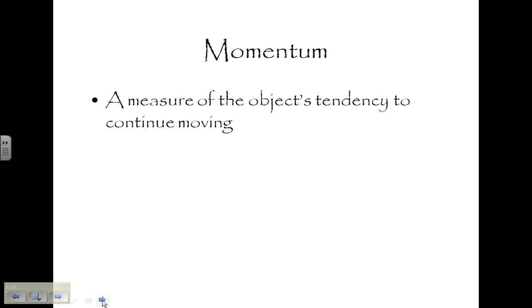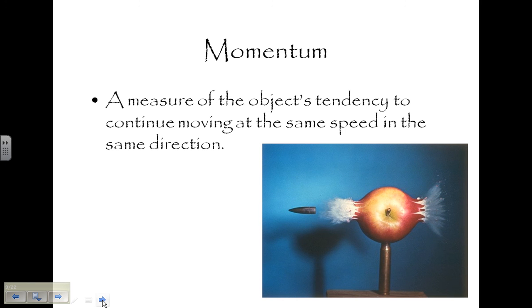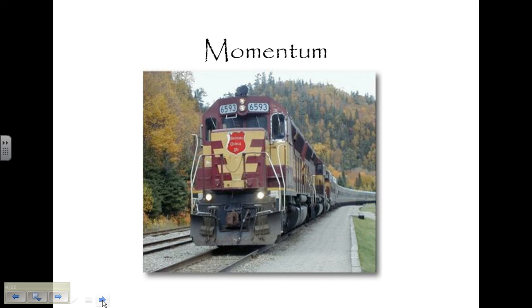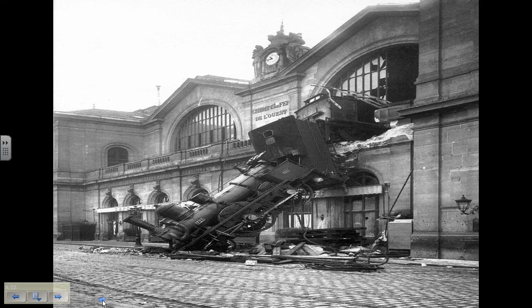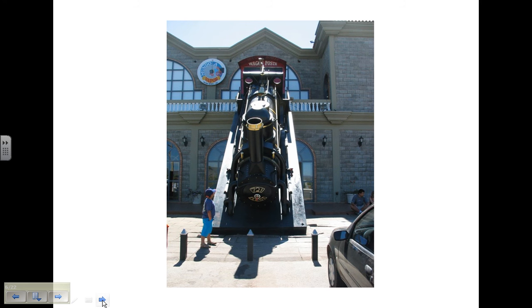So momentum is a measure of an object's tendency to continue moving at the same speed in the same direction. Think about a train heading down the track, traveling, has a lot of mass, might have some speed, has a lot of momentum. It makes it hard to change its motion. This is a train from 1885 in Paris. Had a little bit too much momentum for this situation, and here's a reconstruction of it.